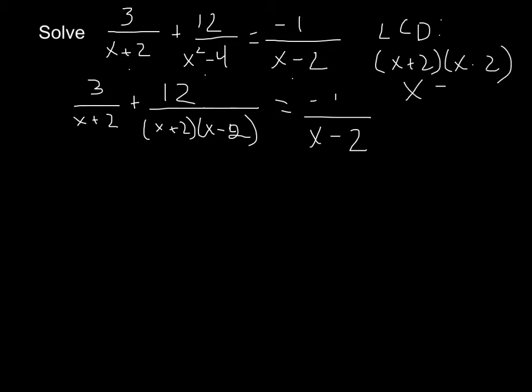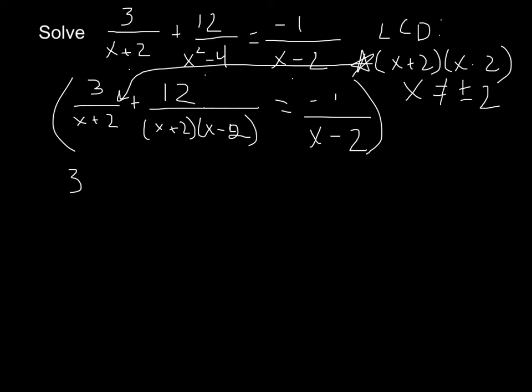And that means that x cannot equal plus or minus 2 in my final solution because those are undefined values in the denominator here. So the next step then is to multiply every term by my LCD. When I multiply this over to this term, the x plus 2's cancel out. So I'm left with 3 times x minus 2.